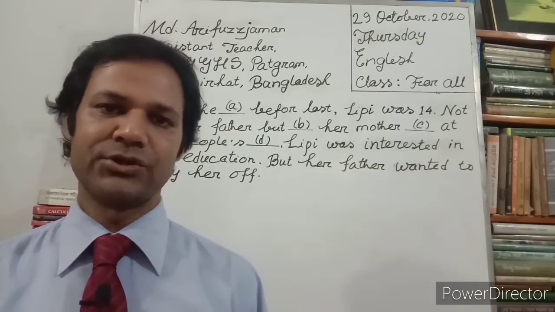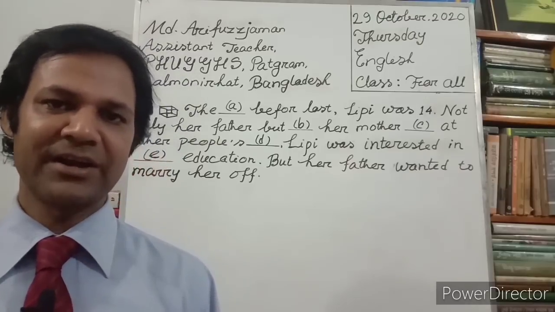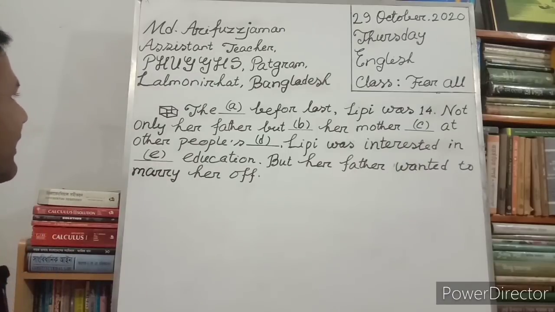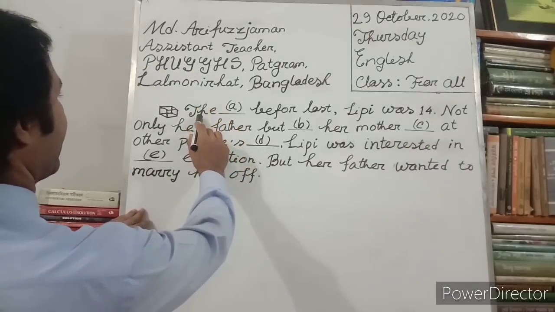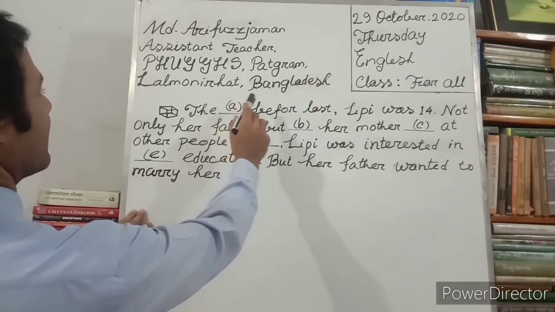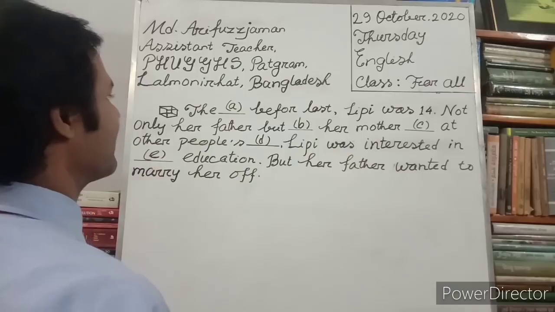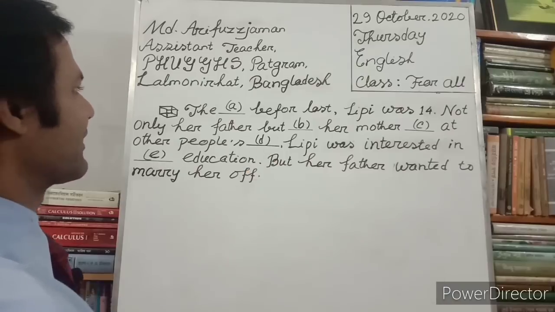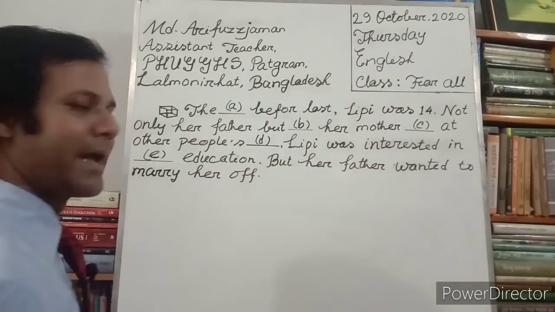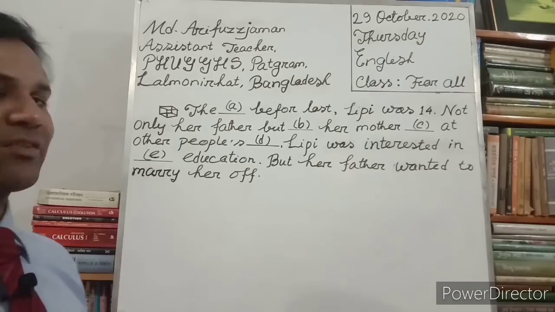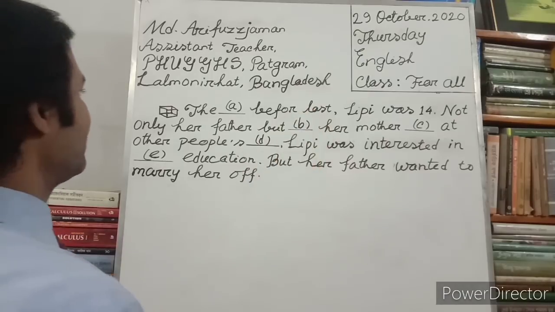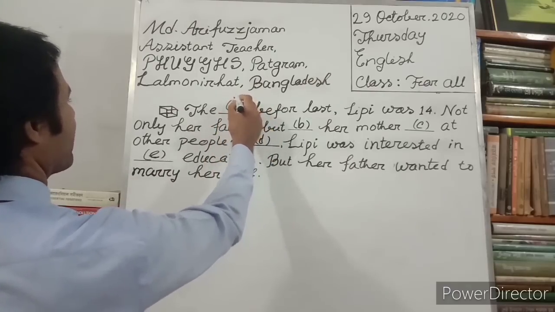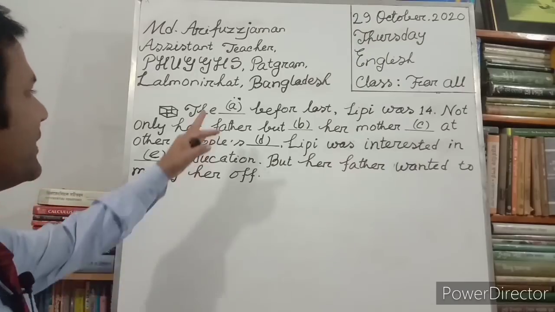Today, I would like to show you some special techniques on how to fill the gaps without clues. In the given text, the first sentence is the. After the, there is a gap. Before last, Lipi was 14. This given sentence is categorically showing that this is time related. That means some years ago, Lipi was something. That means Lipi was 14 some time before. That means a noun word which is related to time should be needed here.